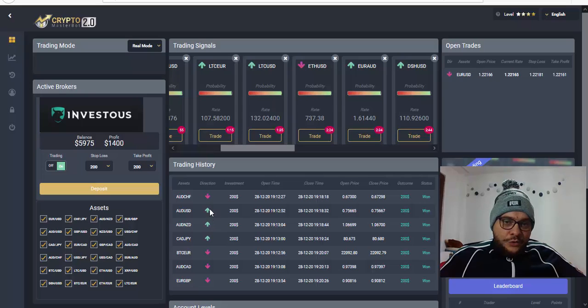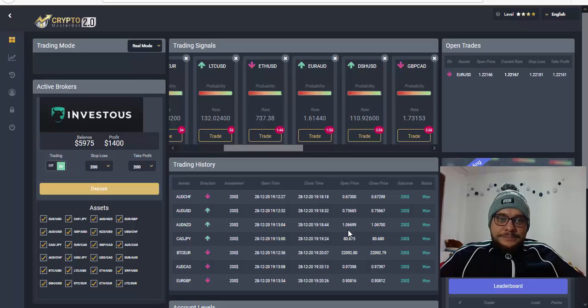We have AUD, Australian dollar, Swiss franc, which was a sell, and this one is a winning trade. Australian dollar, US dollar, it is a buy, winning trade. Australian dollar, New Zealand dollar, a buy and winning trade. Canadian dollar, Japanese yen, it is a buy, winning trade. Bitcoin Euro, it was a sell and a winning trade. Australian dollar, Canadian dollar, sell, a winning trade. Euro GBP, it is a sell and also a winning trade. So this is fantastic. 7 from 8 trades now are closed, and all are winning trades.